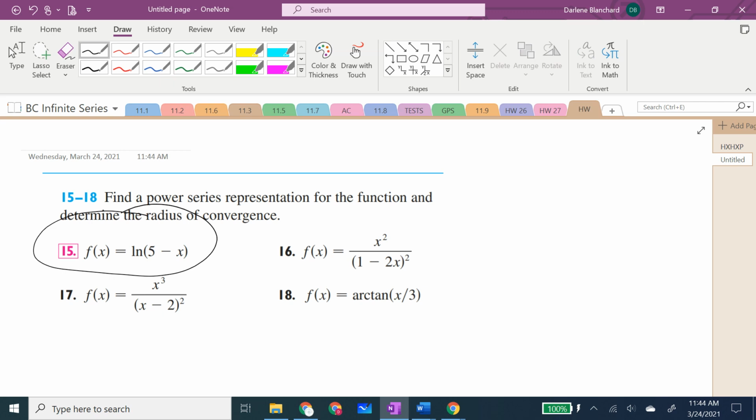You want to realize that if you're going to get a natural log function going, you're going to have to integrate the known geometric power series. But before you do that, you need to make the denominator of the geometric power series be 5 minus x.